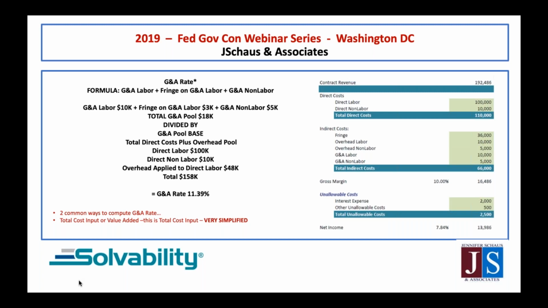But the G&A cost tends to be the back office staff, the headquarter cost. So my mathematical formula is my G&A labor plus the fringe on G&A labor plus my G&A non-labor. That comes up with a G&A pool of $18,000. That's divided by the G&A base, which is pretty much all other costs in your company. It's going to be any direct cost plus the overhead pool, and that amount is coming in this example to 11.39%. I think I mentioned that 10 to 15% is probably the going rate for G&A.